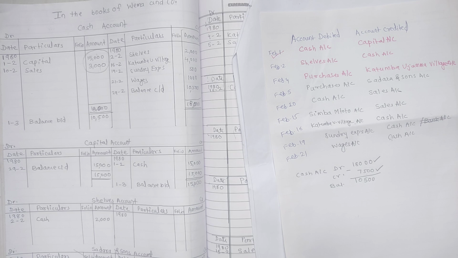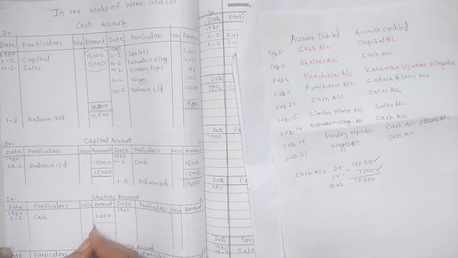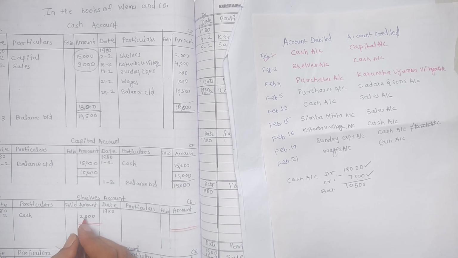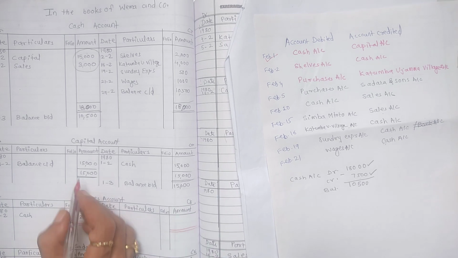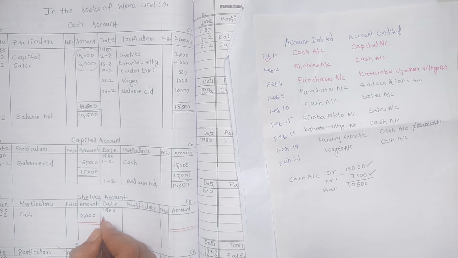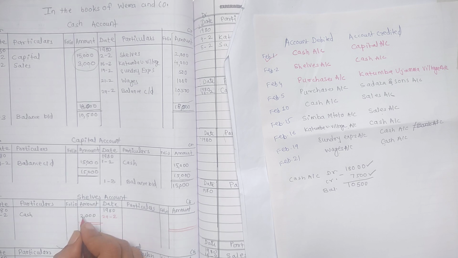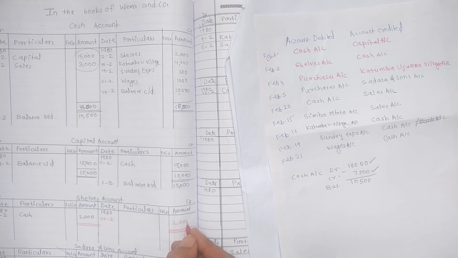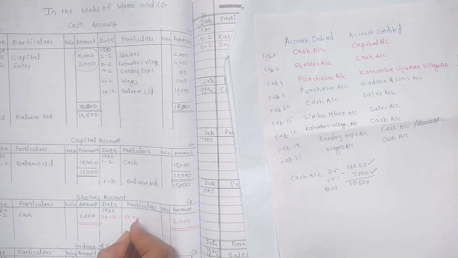Now the shelves account. Again we are closing the account. If there is a single transaction, you can just draw two lines, or you can also write 15,000 as the total on both sides. Now writing the amount on the lower side, the debit side is 2,000, and on the credit side nothing is given. So write here 2,000, balance carried down.